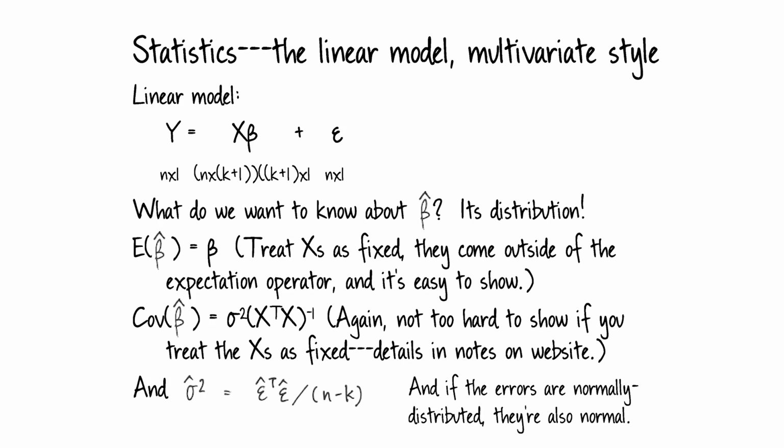Okay? And then finally, if we're willing to impose the more strict assumption on the error distribution, if the errors are normally distributed, then the beta hats are also normally distributed. So sometimes we want to impose that, sometimes we want to be less proscriptive.